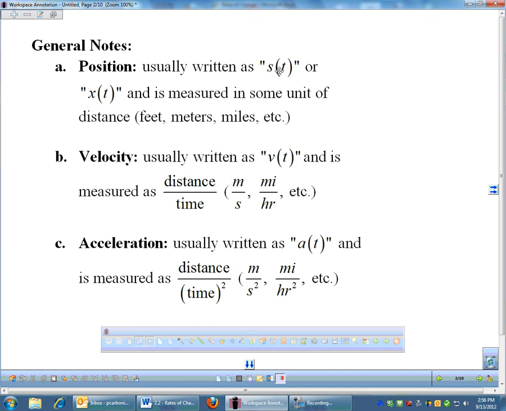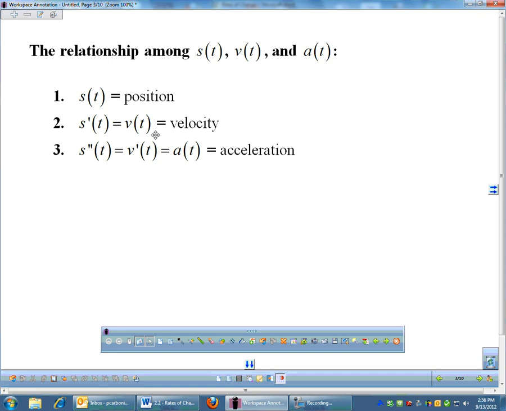I really don't know why we use s and x for position. I guess I could look that up and probably figure that out in about 30 seconds of research, but I'm too lazy.